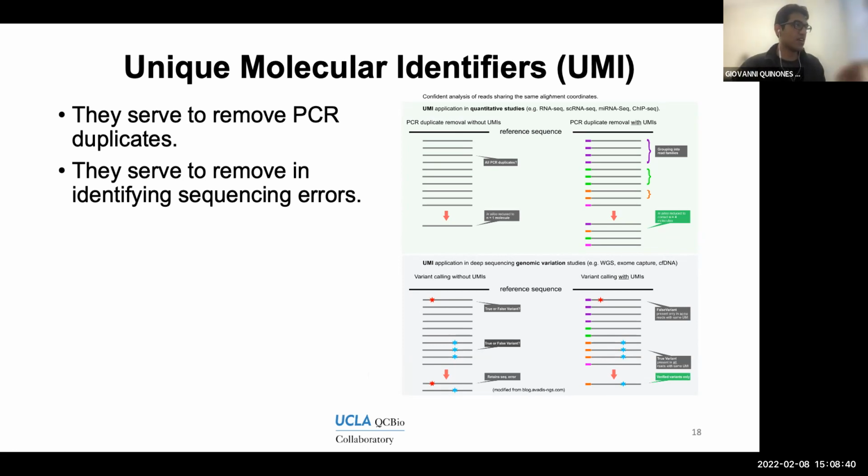Yeah, so hopefully the idea of UMI is very clear. If I were taking this workshop for credit, I would pay particular attention to this. And yeah, moving on.